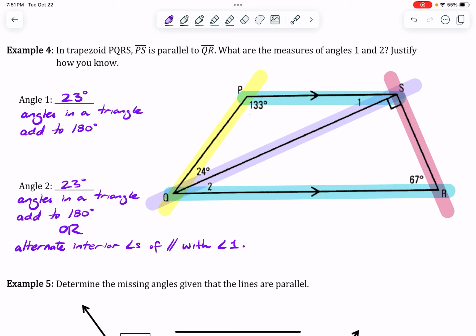If you'd found angle 2 first, then you could have used that same alternate interior angle property to get angle 1 next, but you can also just use that triangle property. Handy stuff.